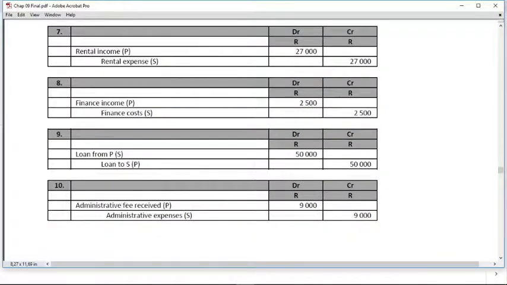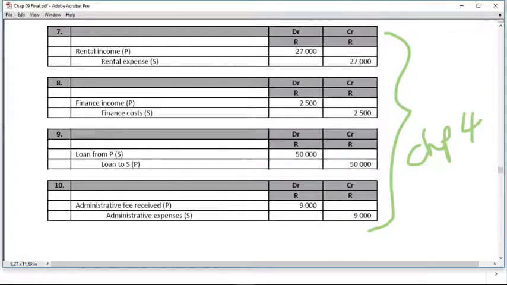The rest of the intra-group consolidation journal entries relates to the elimination of the intra-group income and expense items as well as the intra-group loan. This is some revision of what we did in chapter 4, so please have a look at these consolidation journal entries.